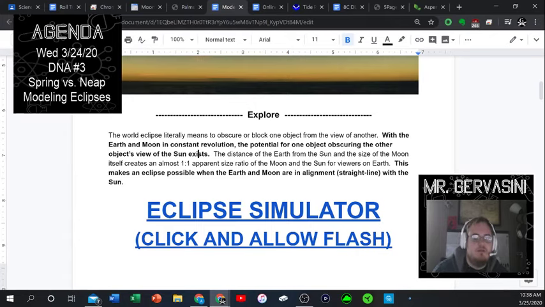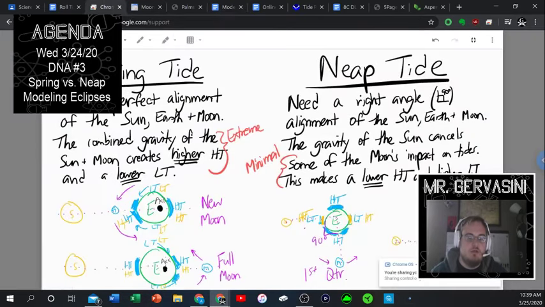The word eclipse literally means to obscure or block. With the Earth and the Moon in constant revolution, the potential for one object obscuring the other object's view of the Sun exists. So during new moon and full moon, you want the moon in between the Earth and the Sun, or the moon behind the Earth with the Sun. You can only have an eclipse in that perfect alignment. So if I go back here, you can only really have an eclipse during the time when you have a spring tide and a neap tide. This right here could be a diagram for an eclipse if I drew in lights and shadows.